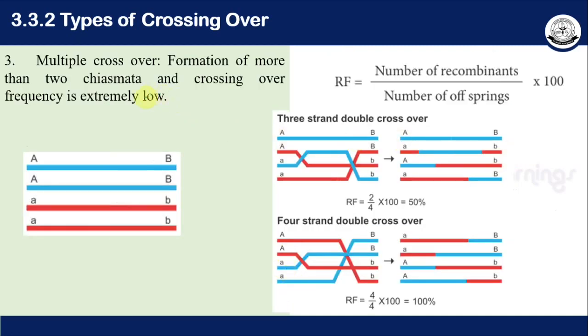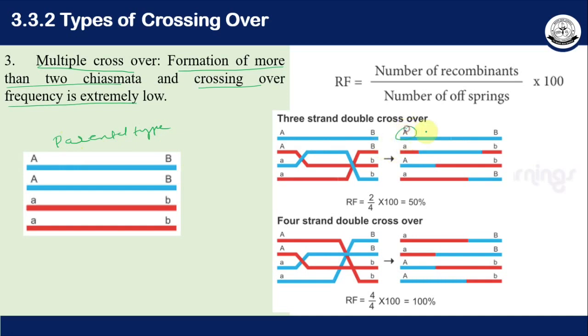So multiple crossover, yeah, multiple crossover. So formation of one or more than one chiasmata, and the crossing over frequency is extremely low. So the chance of this happening is very, very low, okay? But let's see how they have calculated it, right. So the original, as you know, this is parental type, remember, this is parental type. So let's see.